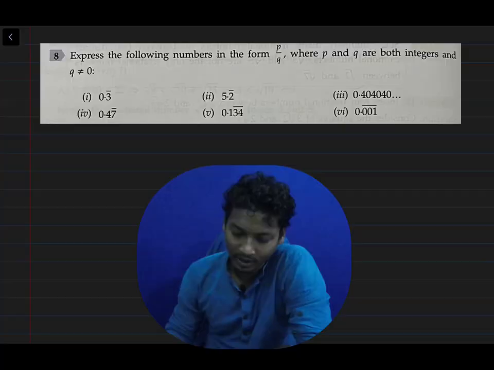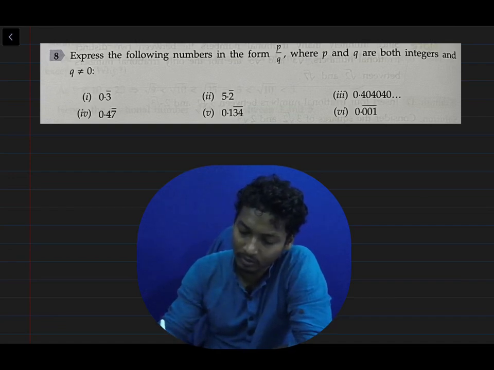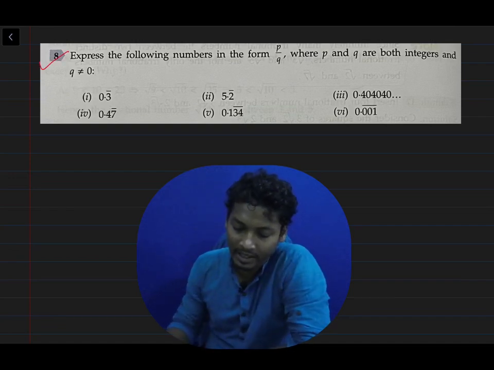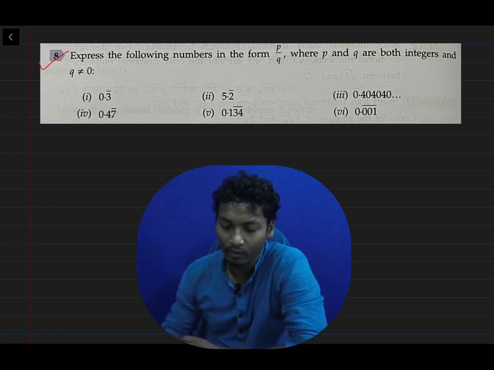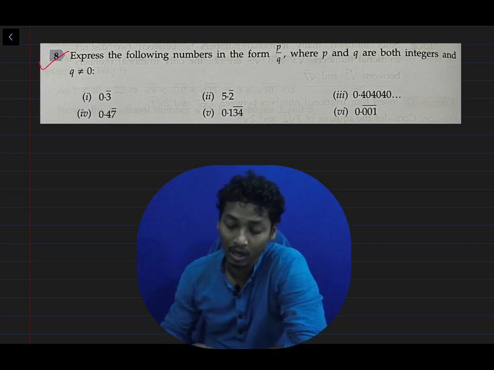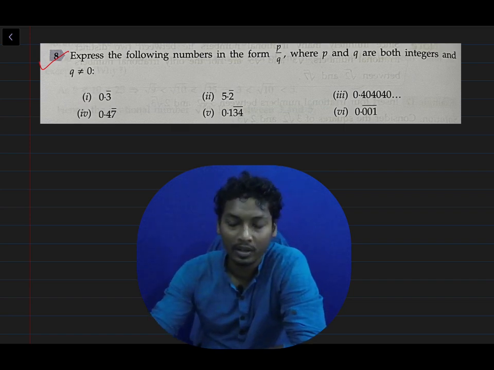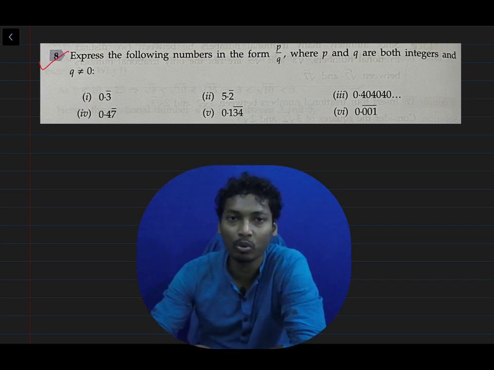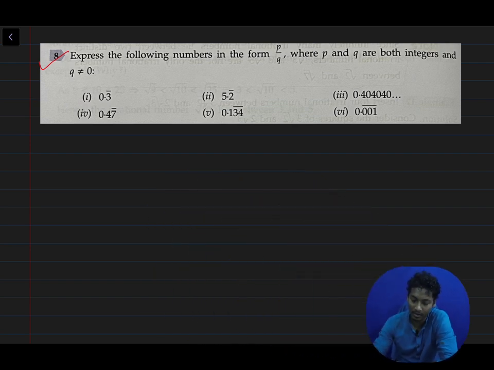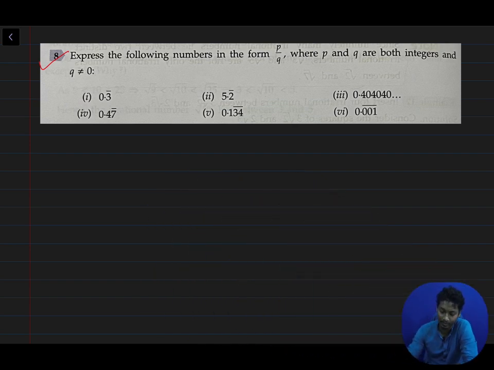So as you can see, the question that we have now is expressing the following numbers in the form of P by Q. How are we going to do that? You have learned this concept in class 7, how to convert a recurring decimal into a fraction. Anyways, let's just go through it once again.